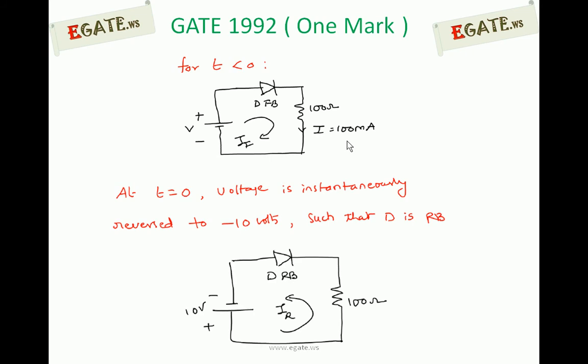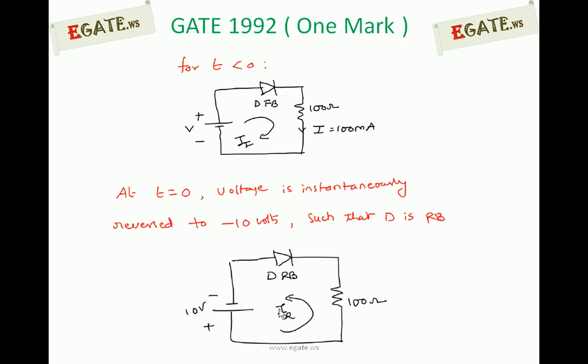So now in the diagram, instead of plus V we have minus 10 volts, so the polarity implies the minus terminal is connected towards the P side of the diode. So the diode is now reverse biased. Now the current flows from N to P, the current flowing through this diode at t equals 0. The voltage across the diode is changed instantaneously, moving from forward bias to reverse bias. This question is based on the diode switching characteristics.